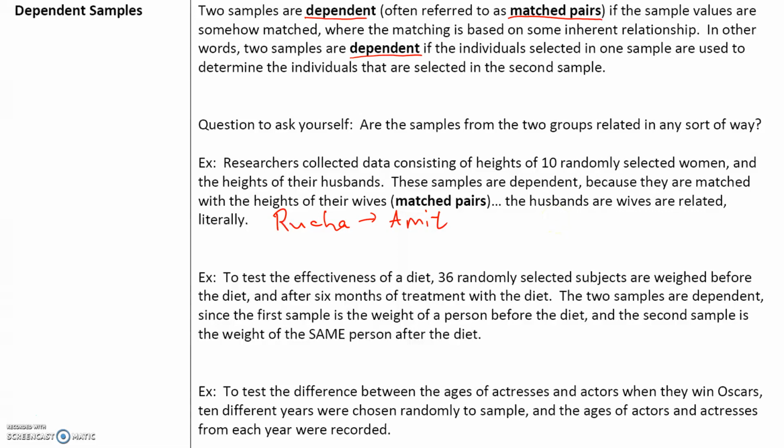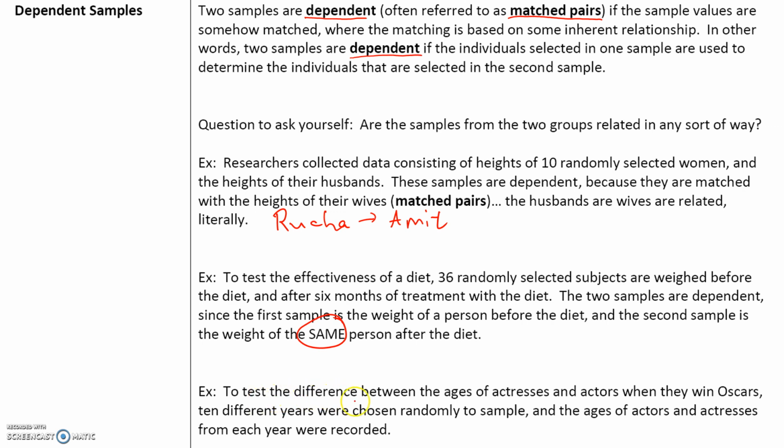Another example, to test the effectiveness of a diet, 36 randomly selected subjects are weighed before the diet and after 6 months of treatment with the diet. The two samples are dependent since the first sample is the weight of the person before the diet and the second sample is the weight of the same person after the diet. So the same person, they're related to themselves. It's not possible to take the before weight of one person and compare it to the after weight of another person. You have to compare the before and the after weights of the same person. Therefore, the individuals that are selected in one sample, in this case, that person, is also selected in the second sample.